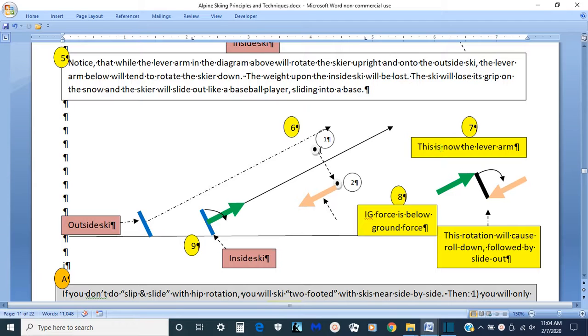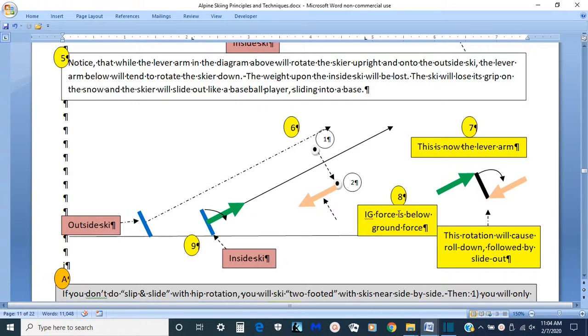Now when this happens and this drops to here, this is the lever arm. So the inertia gravity combined force vector is now below this. Here's your stationary ground force here, right? And this becomes a hinge, and it'll push this way. It's going to rotate you around this way. It's going to rotate you down, and then you're going to lose grip here, and you're just going to slide out, right, and wipe out.